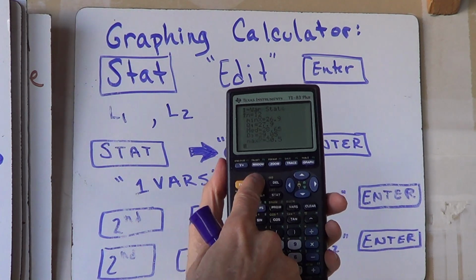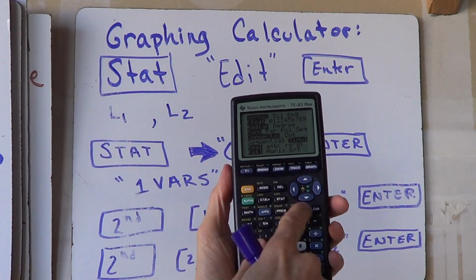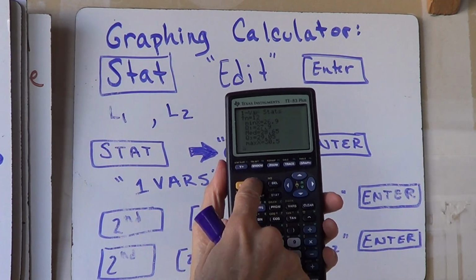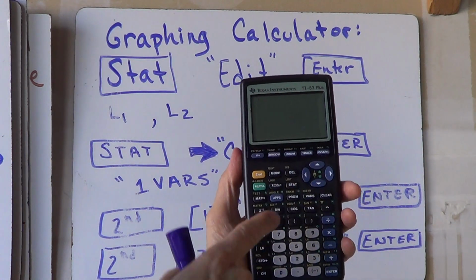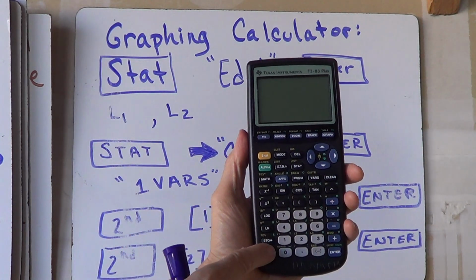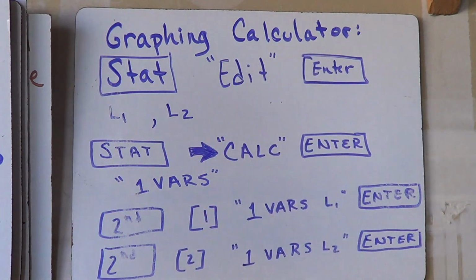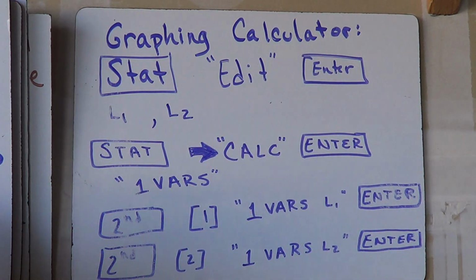Okay? Now we want to go second quit. Clear, second quit. There we are. Back to this screen. Now I want you to go second off. It's just the on button. Okay? So feel free to grab a calculator and use it for stats.